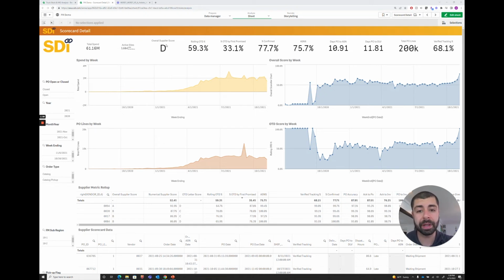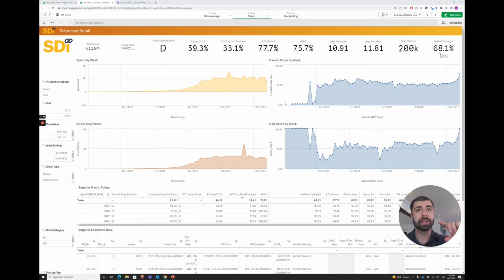So we developed a supplier scorecard here that takes into account on-time delivery based on a 5-day requirement, on-time delivery based on the first promised date, based on a confirmation, what percent have been confirmed, what percent received an advanced shipment notice, how many days it takes to get the ASN, how many days it takes to deliver, and the percentage that have a verified tracking number.